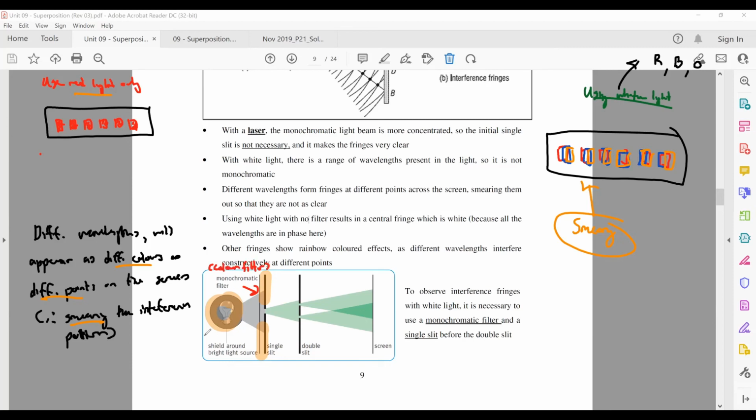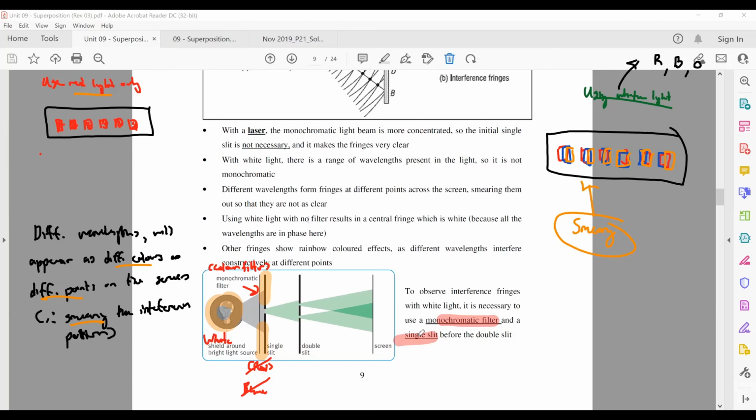So let's just say this is white light. If you put a color filter, let's just say it's a red color filter, it will only allow red color to pass through. If you use a blue color filter, it will only allow blue color to pass through. The rest of the colors are filtered out. So if you have to make a white light into monochromatic light, you use a monochromatic filter. Then you place a single slit to ensure coherence of your waves.